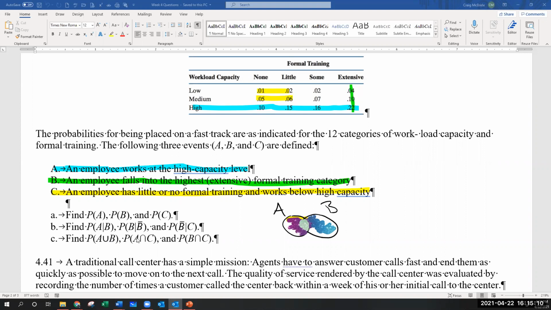And then A intersect C is asking for the probability that they are both simultaneously at the same time in A and C. So we're looking for the intersection of the blue stuff and the yellow stuff. Well, is there any intersection between those two? Nope. So the probability is zero. And then the same with the last one. We're looking for where B and C overlap. Well, B is the green, C is the yellow, and those two don't overlap at all. They are mutually exclusive.